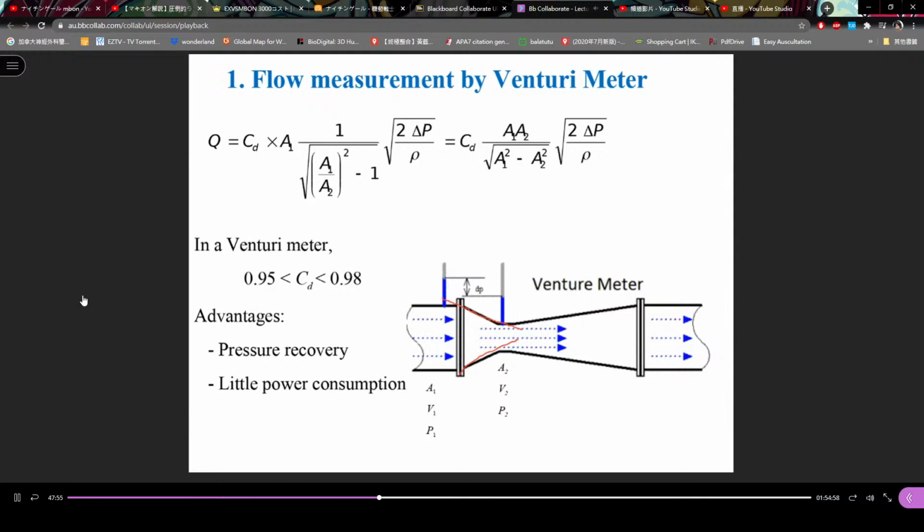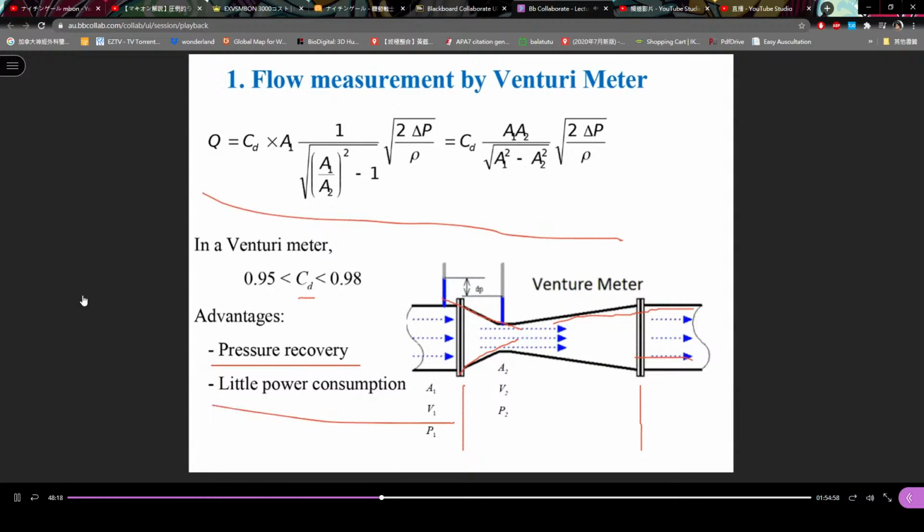Advantage, you see, pressure recovery, and pressure is recovered soon. We just insert this Venturi meter in the pipeline, and you can measure the pressure difference, and you can calculate flow rate after considering this discharge coefficient.